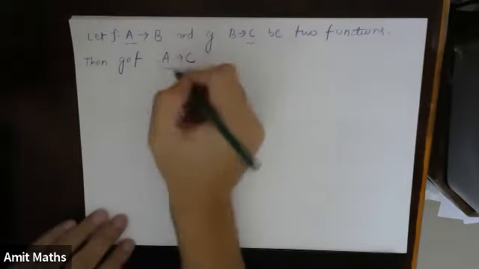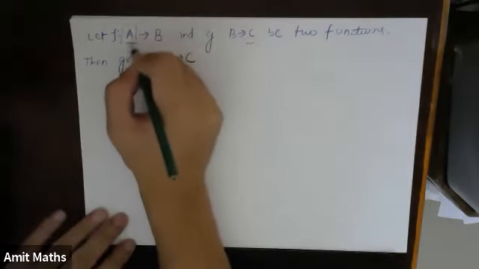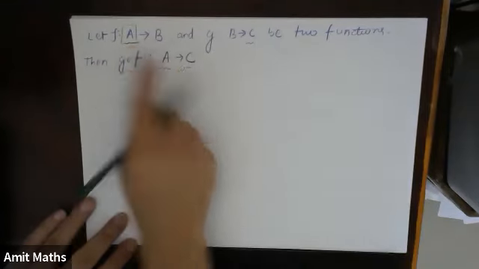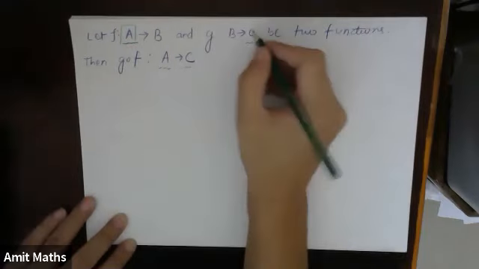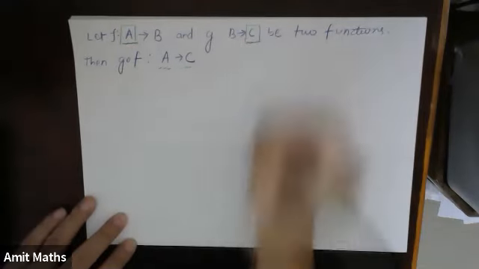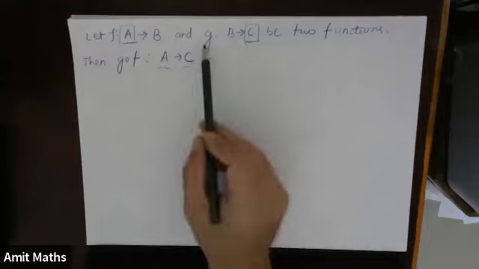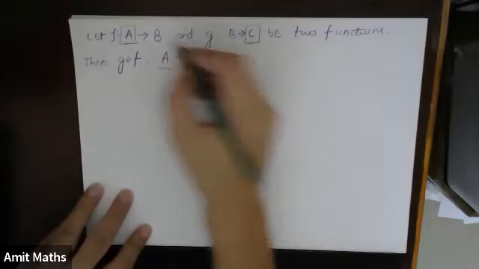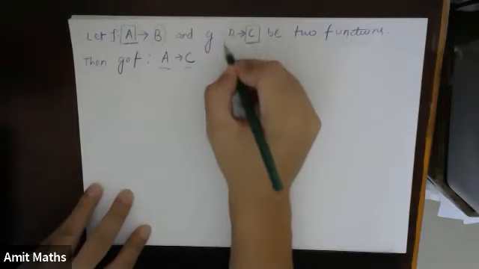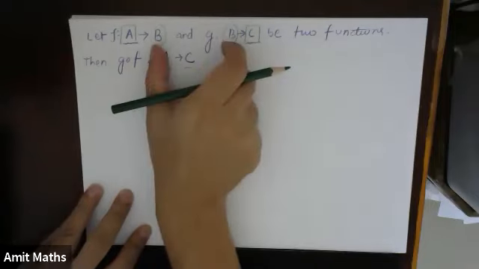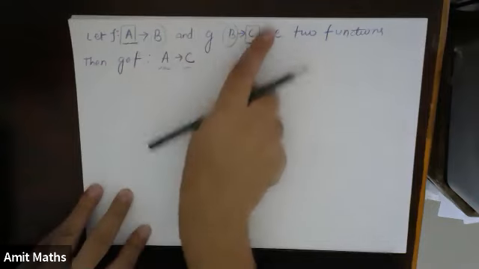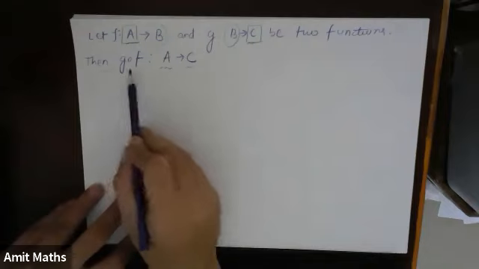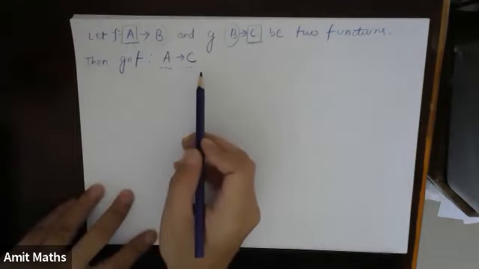So the domain of g∘f will consist of elements of the domain of f, and the range of g∘f will comprise elements from the range of g. Basically this is the intermediate process: A will give B, and B is finally giving us C. So g∘f will be from A to C.